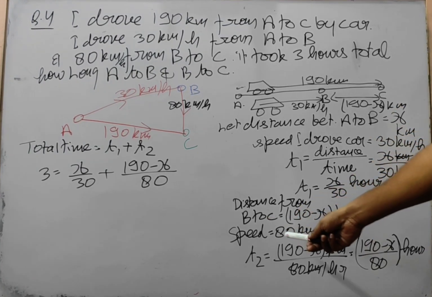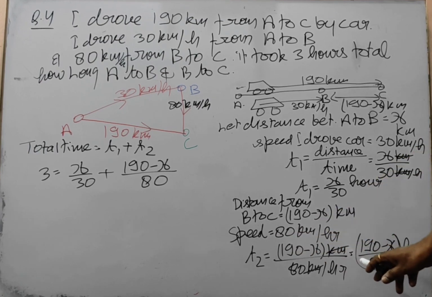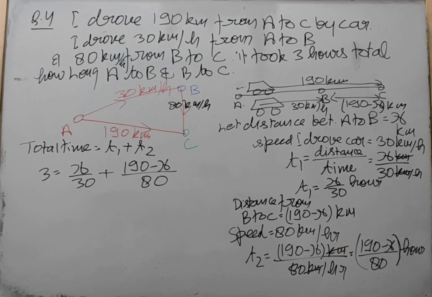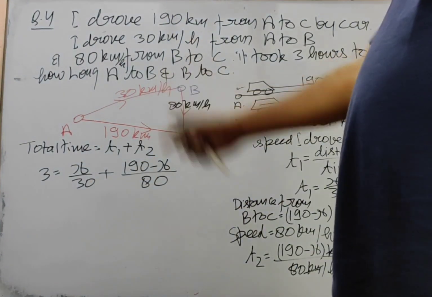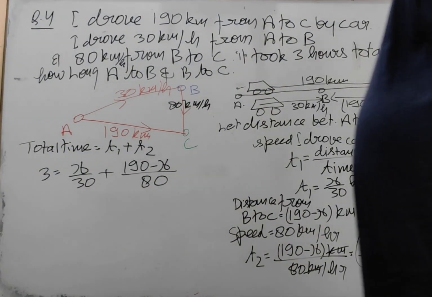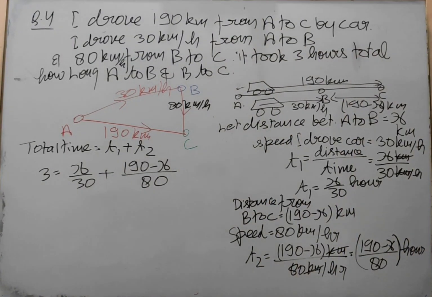The distance from B to C is 190 minus x. Speed is 80 km per hour. So time is equal to distance upon speed, so it is 190 minus x upon 80. And T1 is x upon 30. So we add T1 plus T2. The total time is 3 hours. So the equation is like this. I hope you understand what I said.